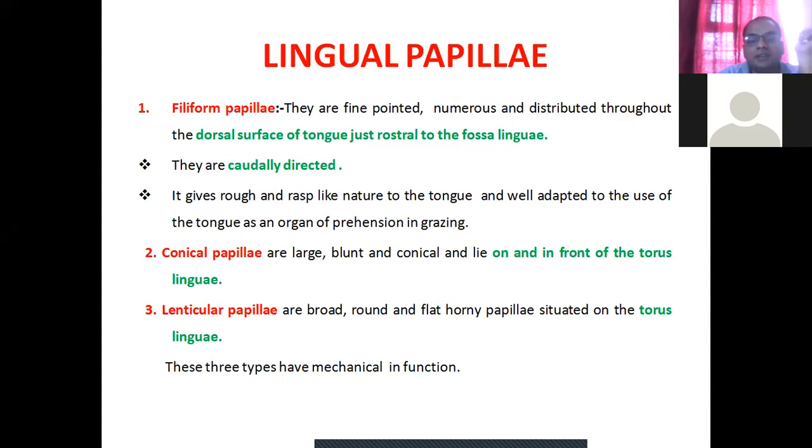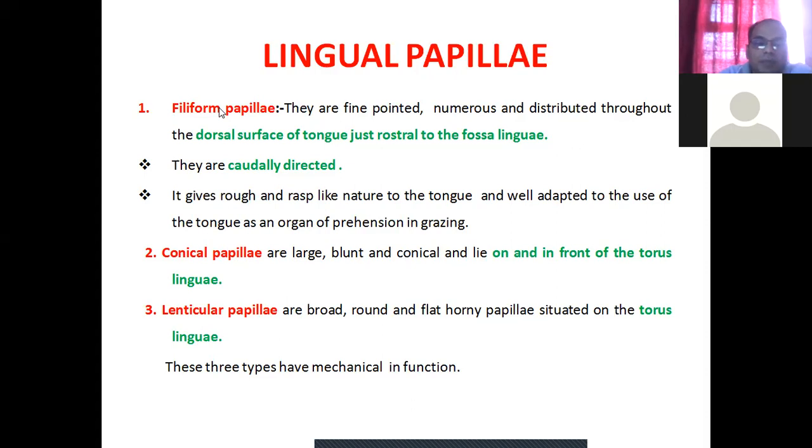So animals can catch the food during grazing very comfortably. Okay. Another thing is the conical papillae. I told you these conical papillae are large, blunt, and conical, and lie in front of the torus lingui. Another is the lenticular papillae. Lenticular papillae are found on the torus lingui.